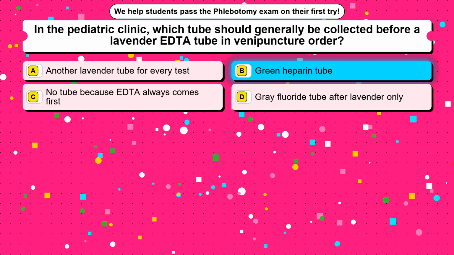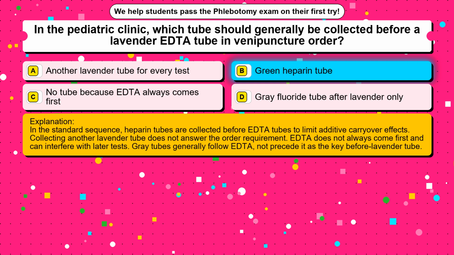Green heparin tube. In the standard sequence, heparin tubes are collected before EDTA tubes to limit additive carryover effects. Collecting another lavender tube does not answer the order requirement. EDTA does not always come first and can interfere with later tests. Gray tubes generally follow EDTA, not precede it.